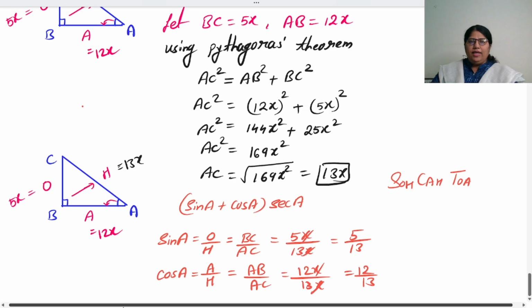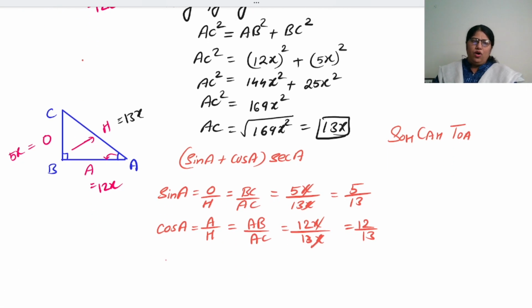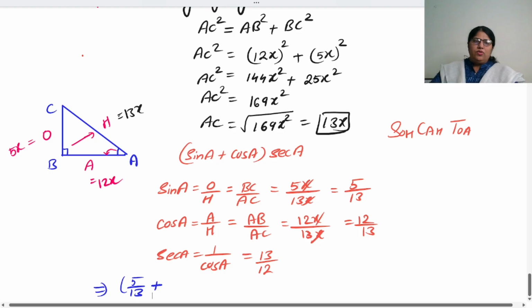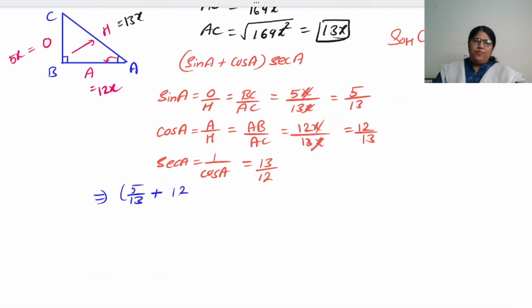Then what is the value of sec A? Sec A is the reciprocal of cos. So I can write sec A as 1 by cos A. You can write hypotenuse by adjacent also, but I already have the cos A value, so I can just reciprocate. The value is going to be 13 by 12. Now if you substitute these values, the answer is going to be: sine A value, 5 by 13, plus cos A value, 12 by 13, and times sec A value, which is 13 by 12.